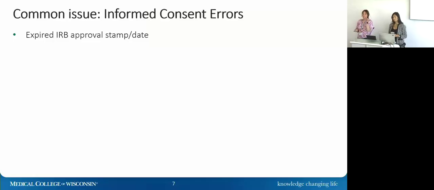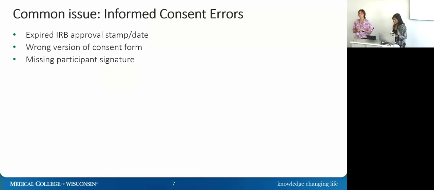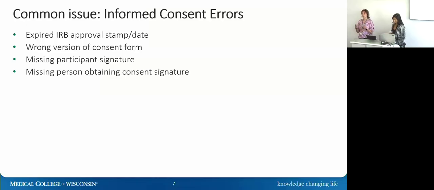So some common informed consent errors would be expired IRB approvals, a wrong version of a consent form used, missing participant signatures, missing the signature of the person who's obtaining the consent, incorrect dates written. This happens a lot in the new year. Suddenly it's 2026, and in January everyone's still writing 2025.